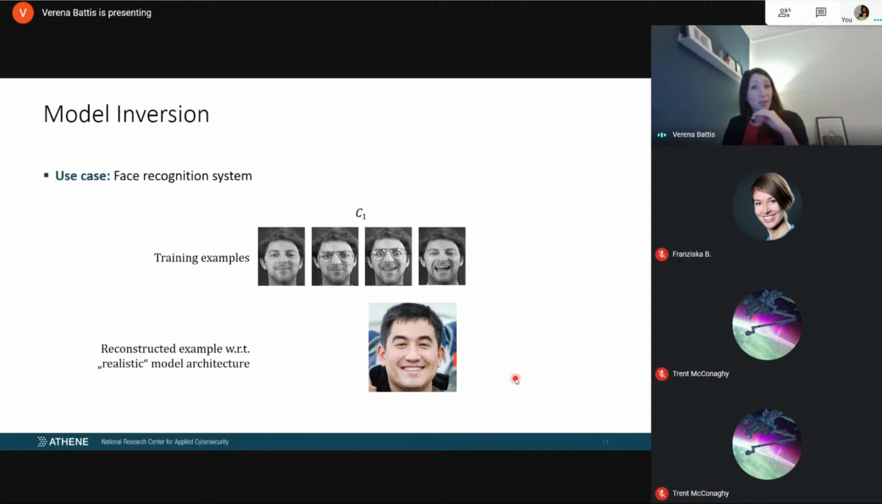Still, it doesn't really look like the training sample, but querying the target model with this picture results in a maximum confidence that this is the person depicted in class C1. So this guy over there. And this is the preprocessed image. Okay, we will just have a look at the other reconstructions for class C1.